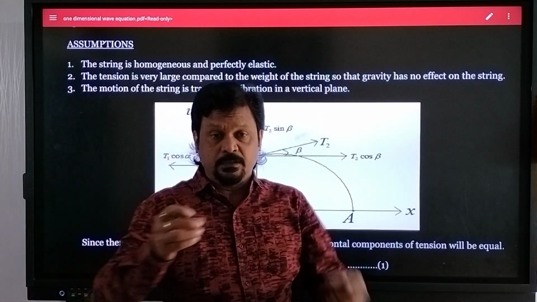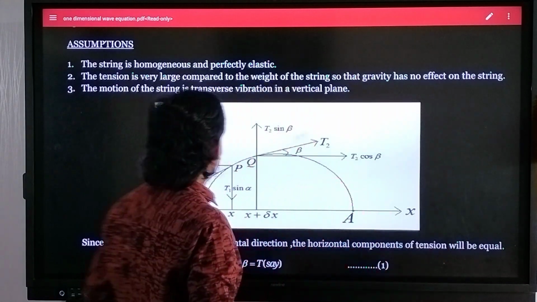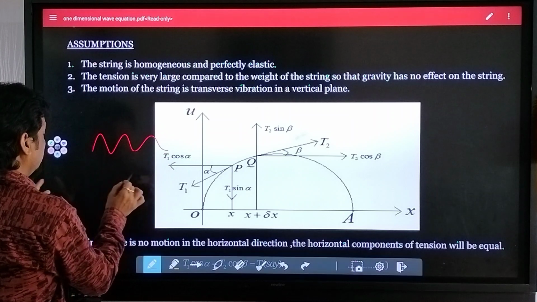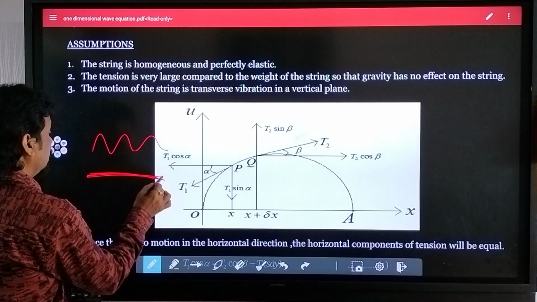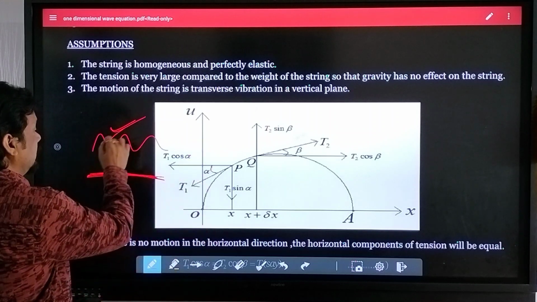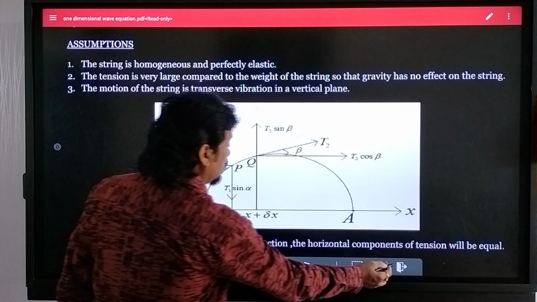Transverse vibration, not like this. It would be longitudinal and transverse vibration. That means like this. See here. This is the transverse vibration, and this will be the longitudinal. So it is in this form. The string will vibrate like this. Okay. See here. These are the conditions.